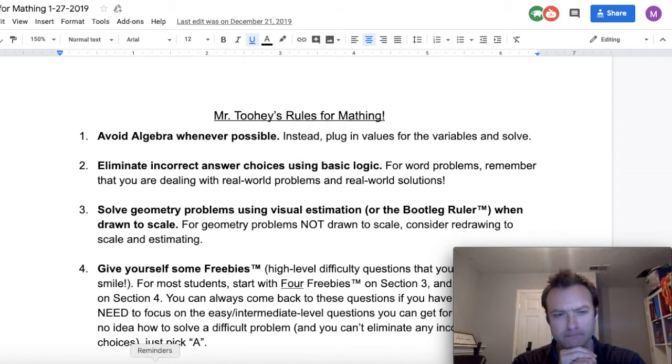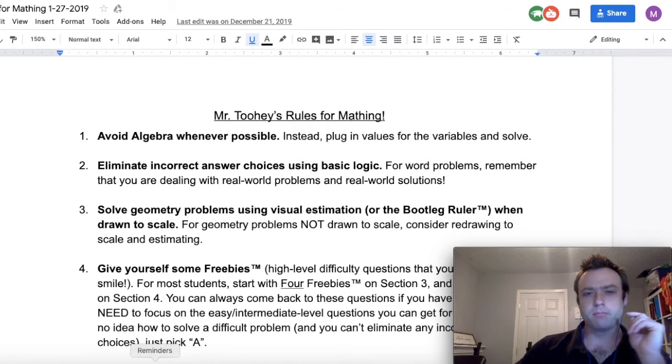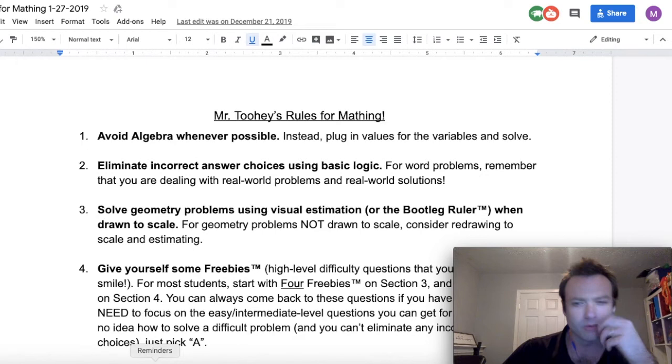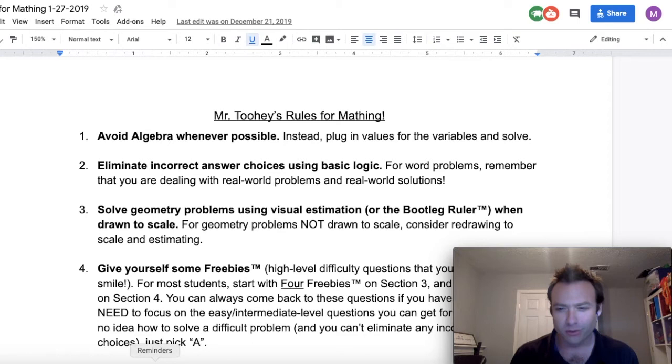Okay, and then go ahead and read rule number two, please. Eliminate incorrect answer choices using basic logic. For word problems, remember that you're dealing with real-world problems and real-world solutions. I think you're going to be really surprised, Caden, by the number of questions where you can just look at an answer choice and say, well, that value just seems way too big, or that value seems way too small. Or if you start thinking in really concrete terms, like, that just wouldn't work in the real world. If you can think in those terms, then you can eliminate a lot of incorrect answer choices, and you're going to see on some problems you can actually eliminate all the incorrect answer choices by just thinking in really concrete terms.